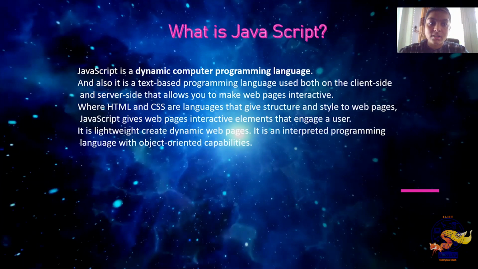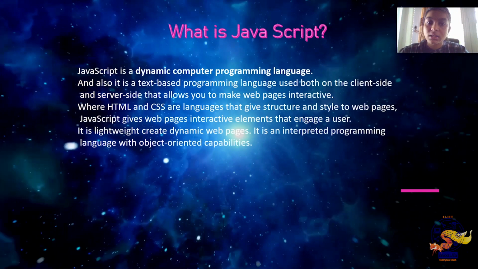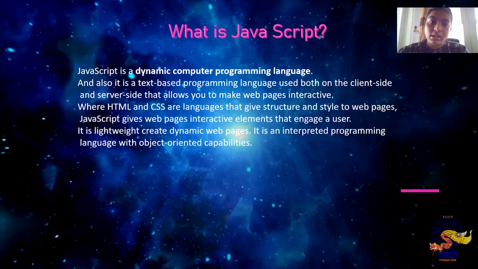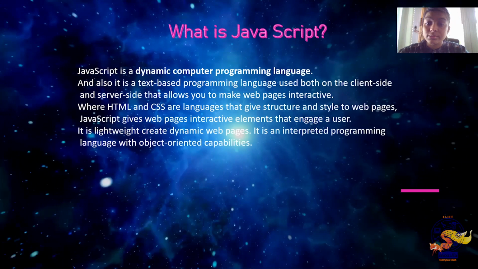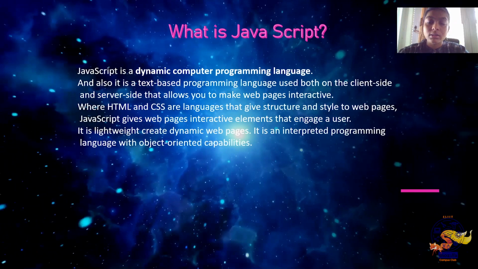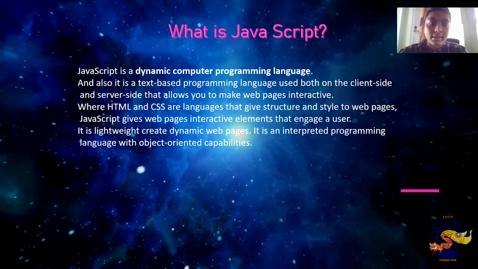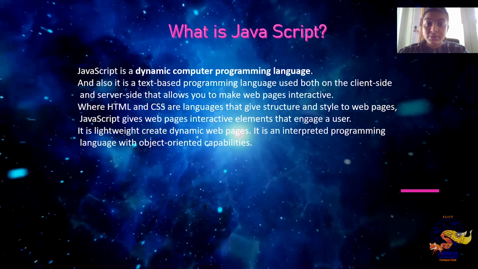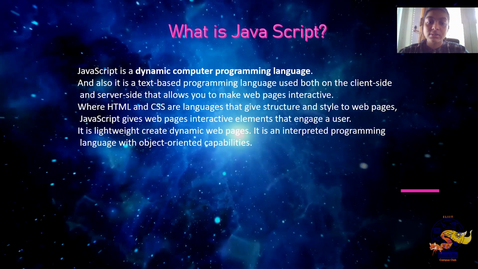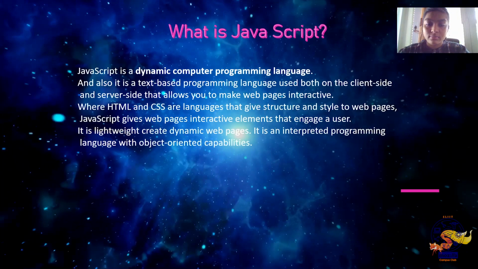What is JavaScript? JavaScript is a dynamic computer programming language. Dynamic computer programming language means operations done in runtime can also be performed in compile time. And also it is a text-based programming language which is used both on the client side and server side. JavaScript allows users to make web pages interactive.